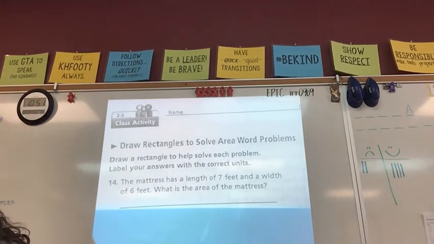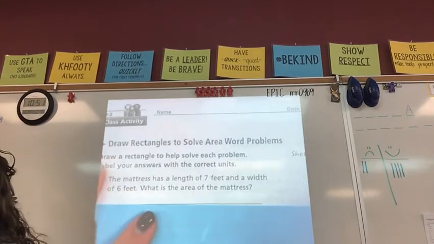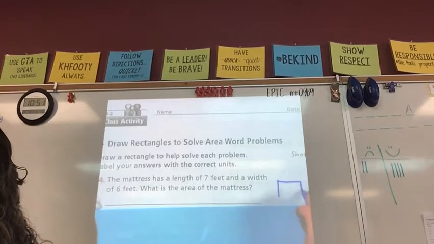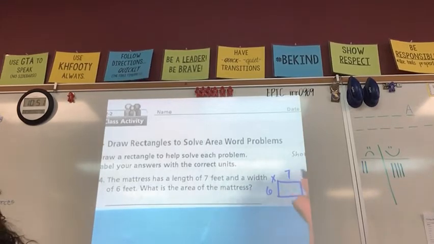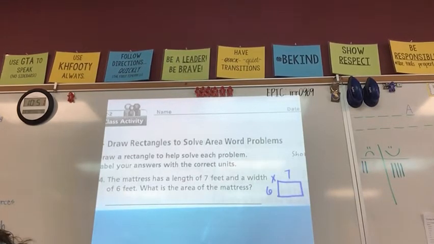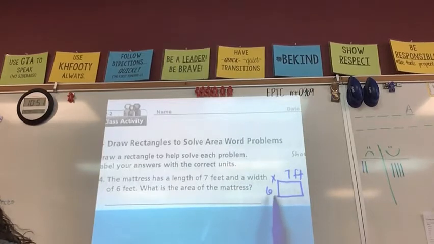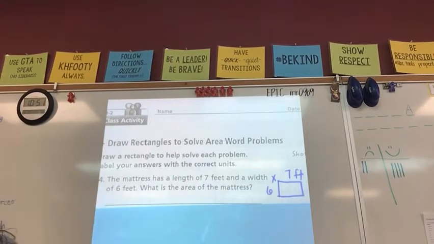Friends, when I hear width and length, that is telling me how wide it is, how tall it is. It's telling me my dimensions. So if it's 7 feet long and 6 feet wide, I'm going to draw a 6 by 7 or a 7 by 6 shape, right? I will go ahead and put feet. Does anybody know the shortcut label for feet, instead of spelling out feet? It's just FT. So if I have a mattress that's 6 feet wide and 7 feet long, what would I do to find the area of the mattress?